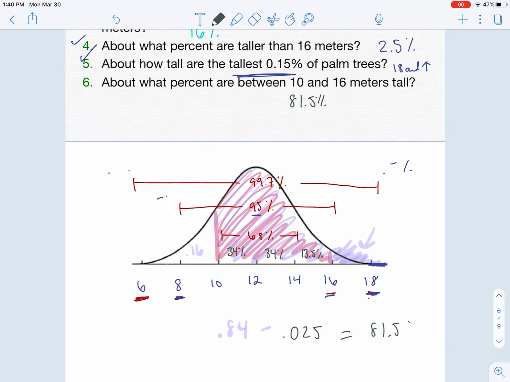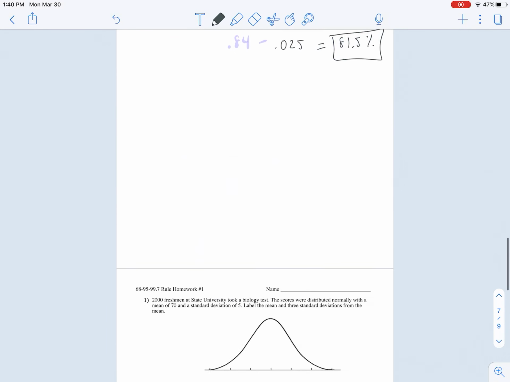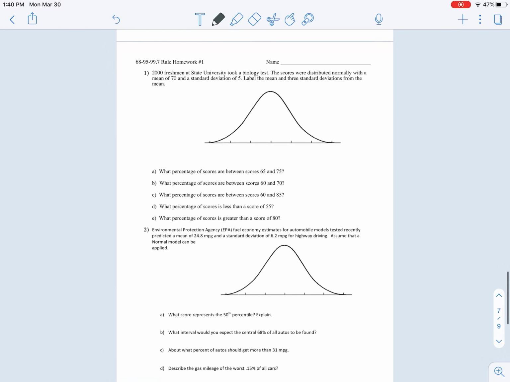That gives me 81.5%. We will keep practicing it. Okay? Let's keep practicing. This is the homework, but I'm going to do part of it with you.